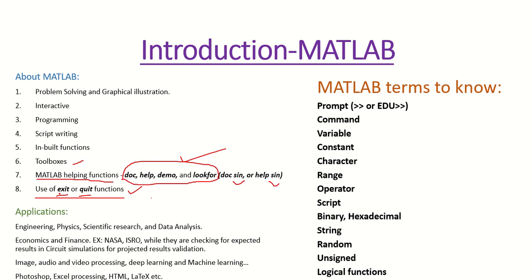And what terms are important here? The most important term for a MATLAB programmer, learner or student is the prompt. This symbol it is showing, right? This is called a prompt. This is the full MATLAB version, and it will show a prompt in the command window. The edu with the two arrow marks, greater than and greater than, shows that MATLAB has an education license. In that case it will show edu and these two symbols.